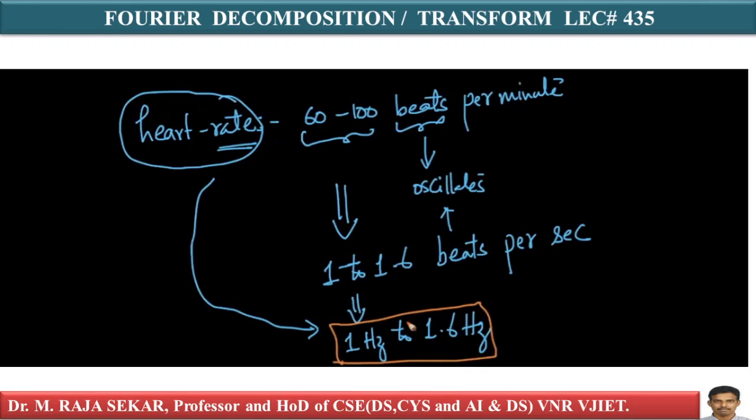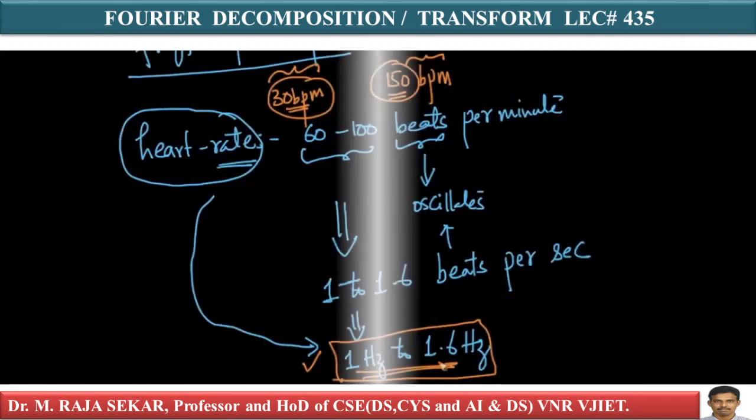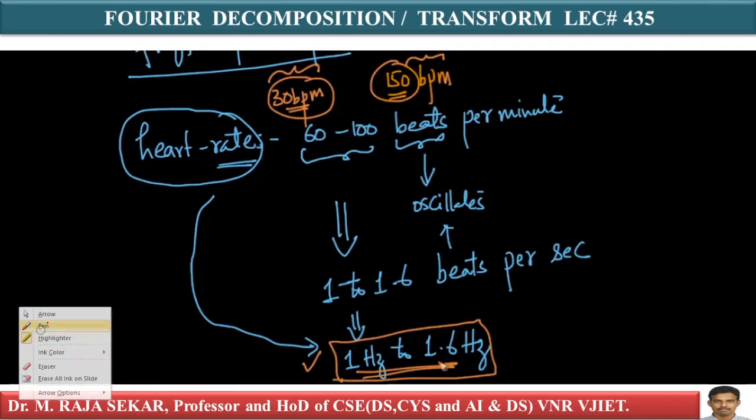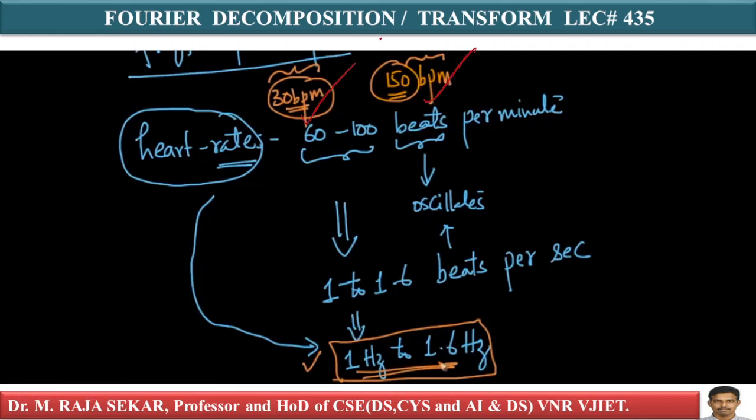We know this because it's a physical phenomenon, a repeating phenomenon that happens in all of our hearts. Your heart contracts and expands. So human hearts beat at 1 hertz to 1.6 hertz. And this information is very important, because imagine if a human heart is beating at, let's say, 150 beats per minute, or 30 beats per minute.